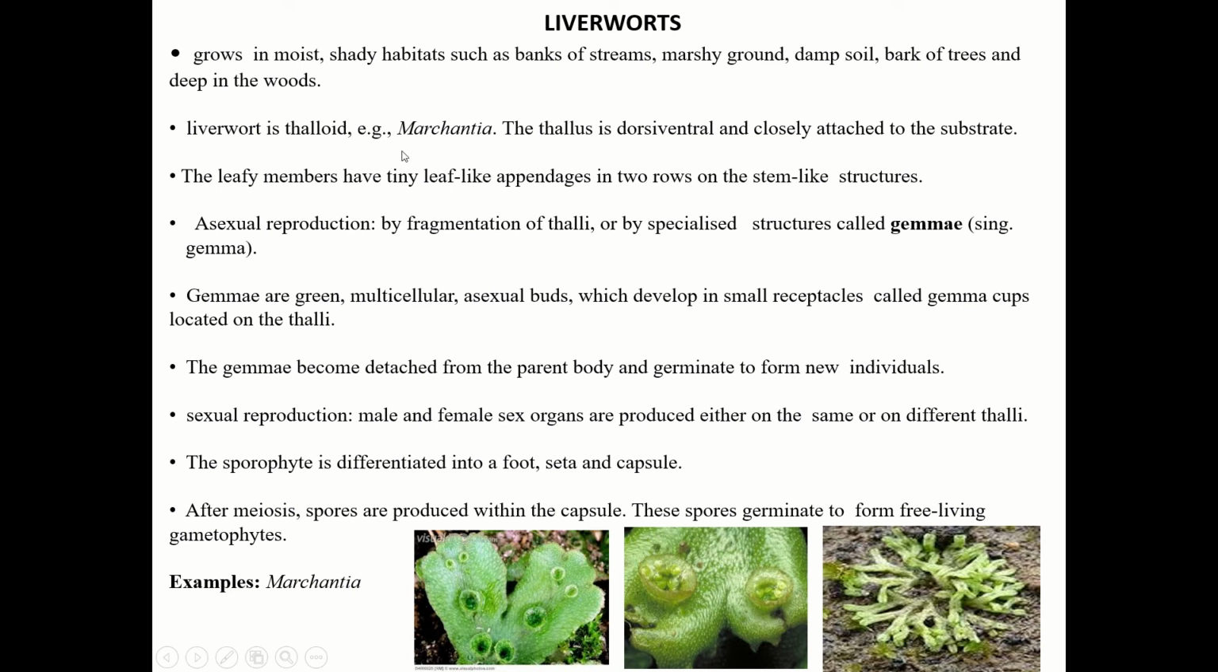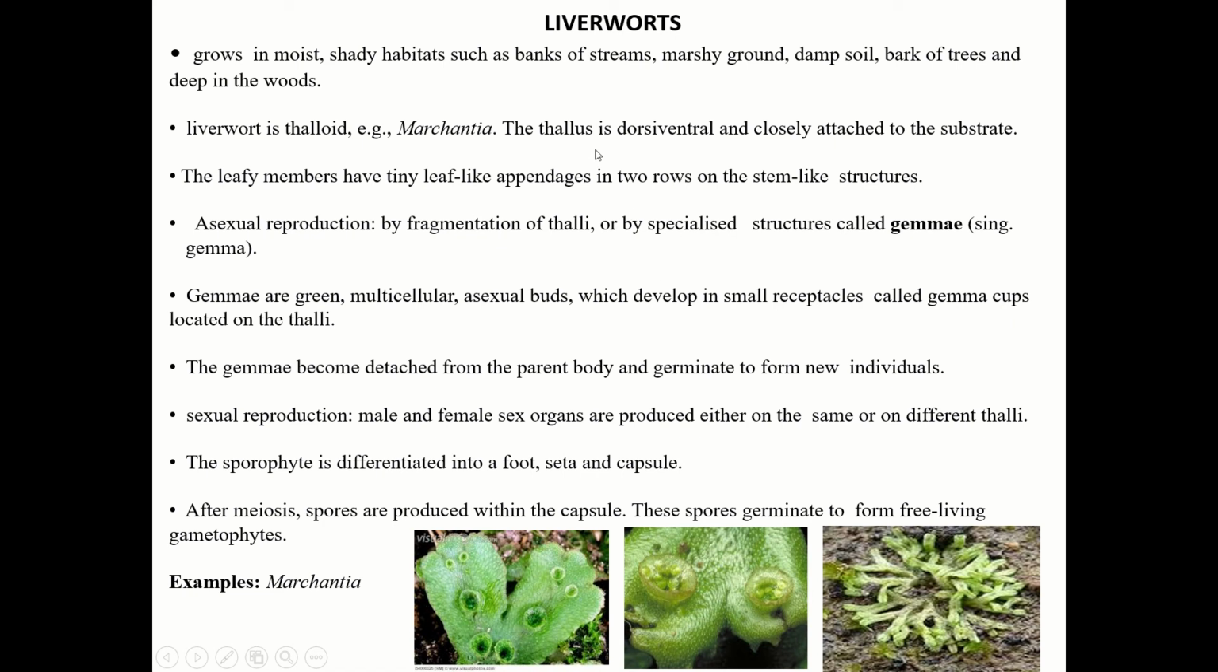Liverwort is thalloid. Okay, you can see thalloid. Thalloid means they are found on the substrate, on the ground. They are not erect, meaning they do not stand upright. So that condition is called thalloid. They do not have proper structure to stand upright, so they are called thalloid. They are flat on the ground. An example is Marchantia. Now this plant is Marchantia.